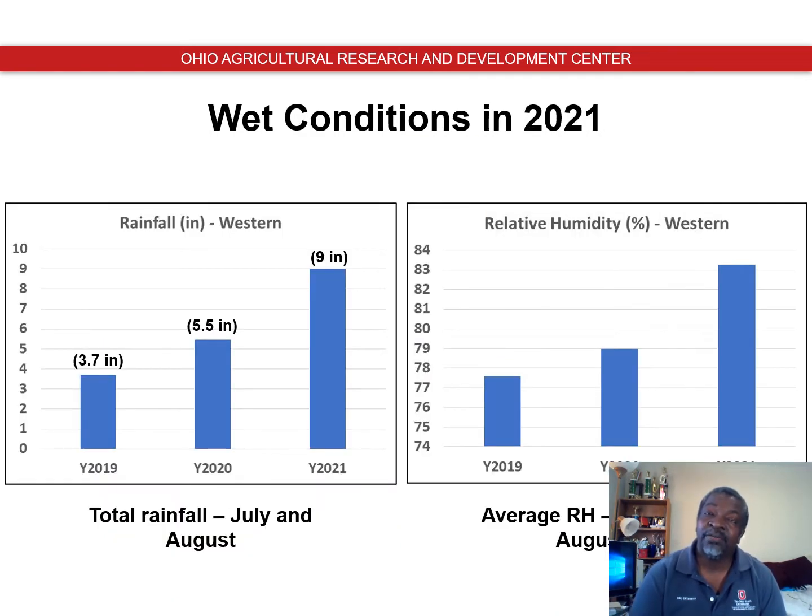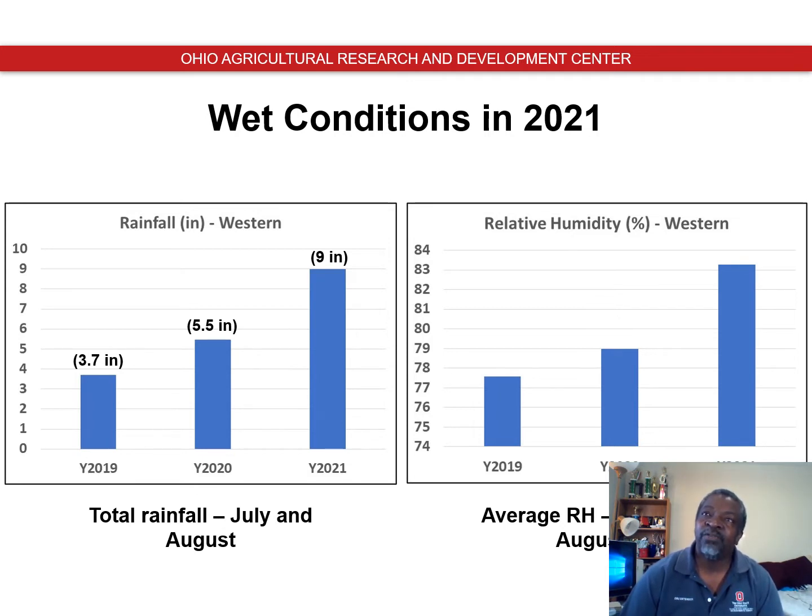Among the several factors that could have been responsible for high levels of disease in 2021 was the fact that we had a lot of rain. I looked at one location, but I could have looked at any of several locations across the state and come up with similar sets of graphs. If you look at rainfall on the left here, we had more rainfall in 2021, 9 inches at the western location during the months of July and August, compared to 5.5 inches in 2020 and 3.7 inches in 2019.